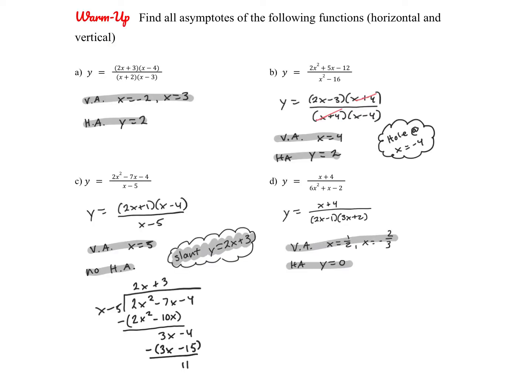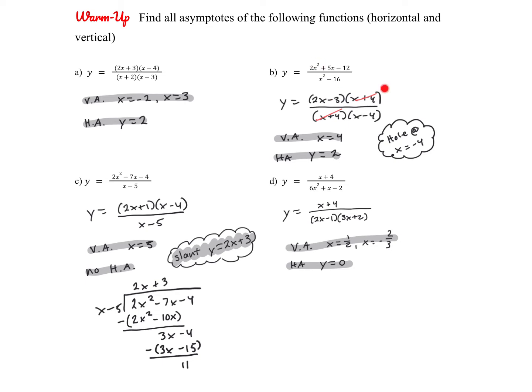All right, go ahead and check your work here. For part A, we have two vertical asymptotes, which can be found by setting your denominator equal to 0. And then our horizontal asymptote is at y equals 2. I'll review why in just a second, but hopefully you remember these rules.